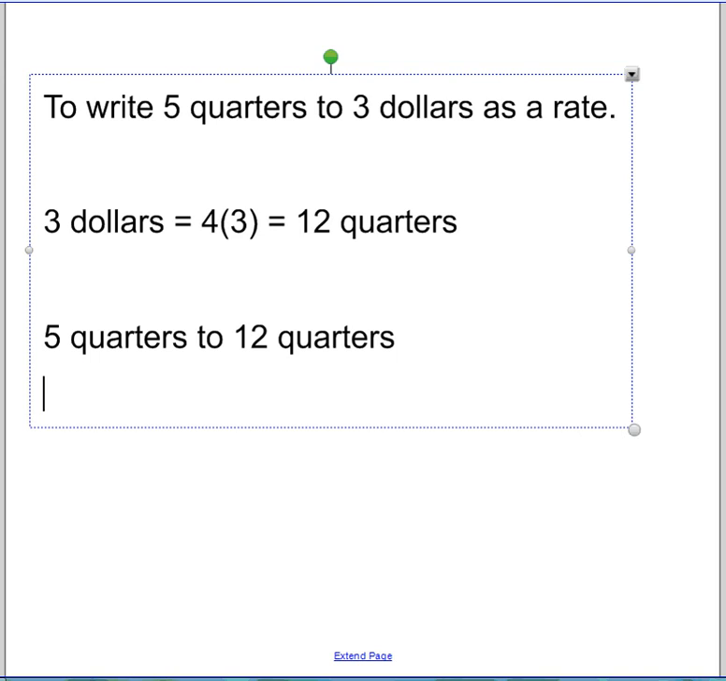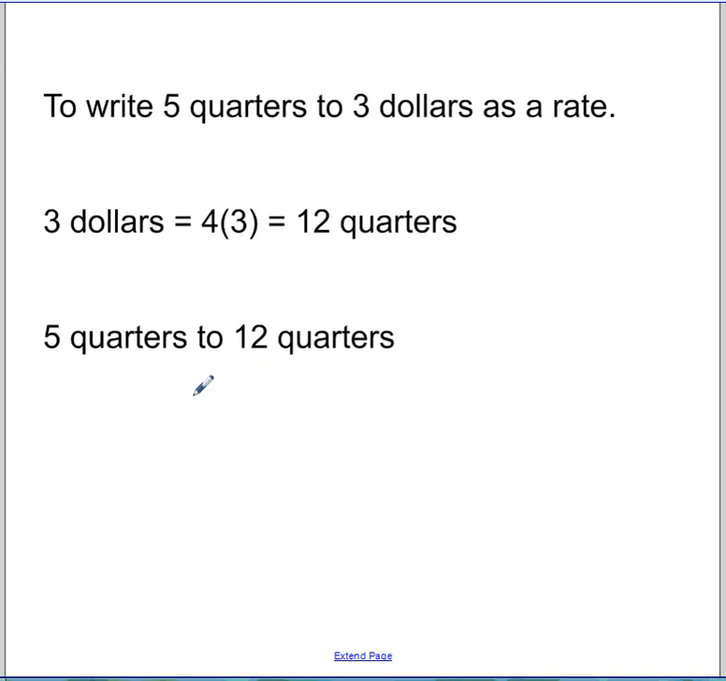So then we could write that as a fraction, if we want to show our rate as a fraction, of 5/12. So 5 to 3 is not a good way to do that because, again, that's quarters to dollars, and we want to write it as a rate, which has the same units. And so 5 quarters to 12 quarters, or 5/12, would be the appropriate way to write that as a rate.